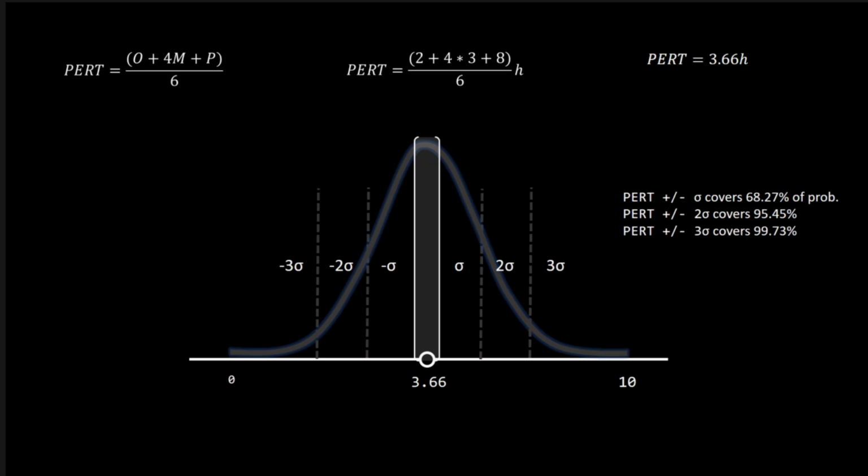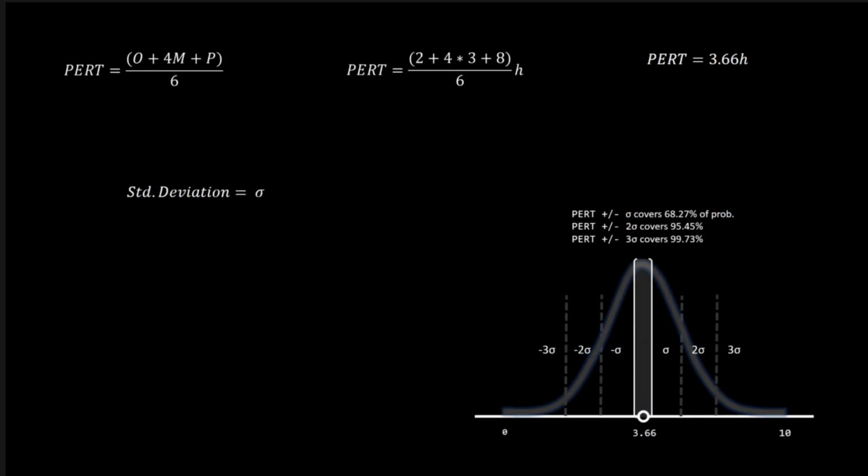Let's see why. A standard deviation is equal to sigma. From now on, we will refer to it as such. The formula to approximate the standard deviation of a single task with PERT is P minus O, divided by 6. That is, the pessimistic estimate minus the optimistic, over 6. In our example, where P equals 8 hours and O equals 2, the standard deviation is 1 hour.